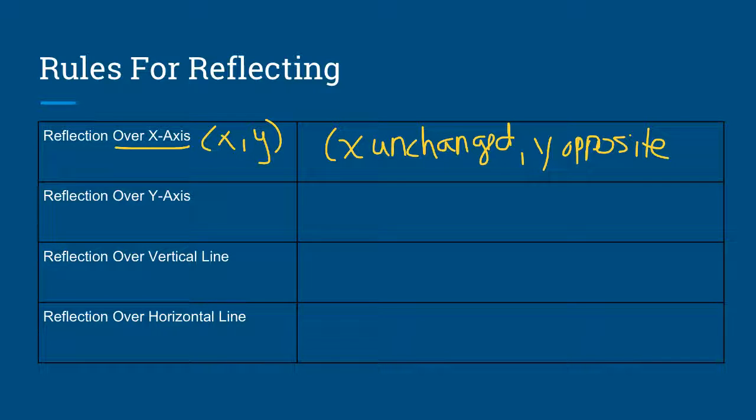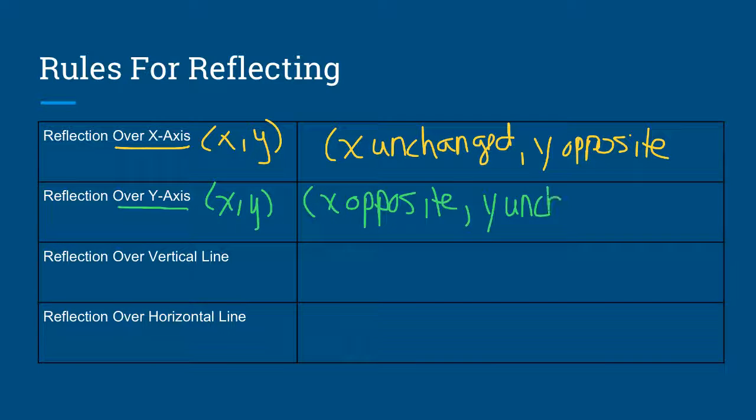If we were to reflect over our y-axis, again in this format, that means that I'm shifting left-right. And so in this case, my x-coordinate will be the opposite of what it used to be. And because I'm not shimmying up or down, my y-coordinate is unchanged.